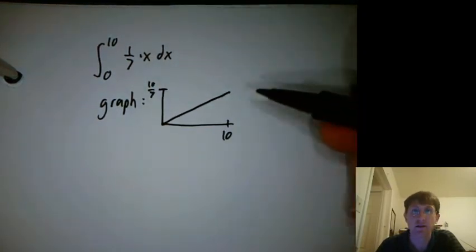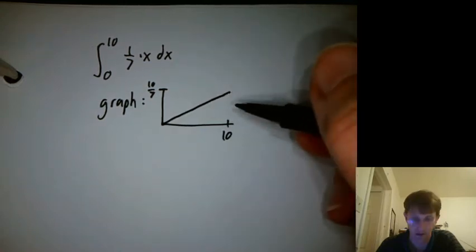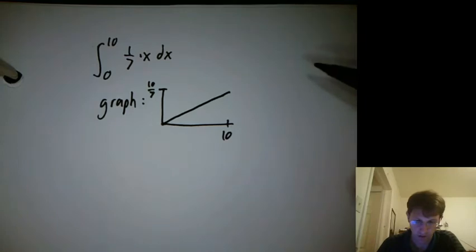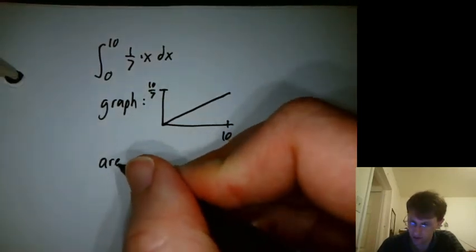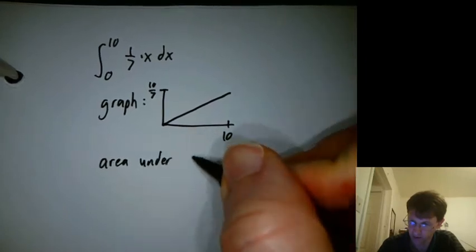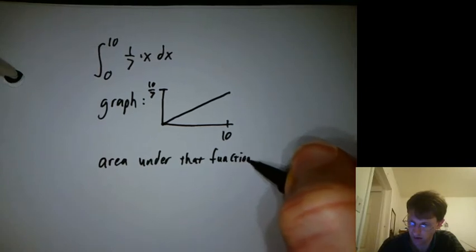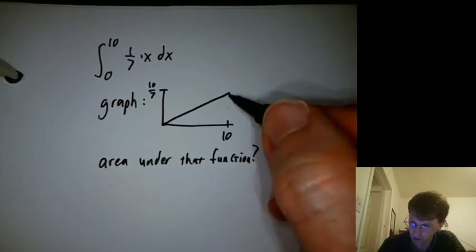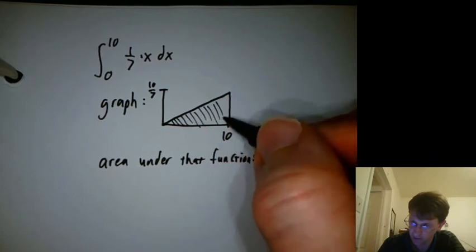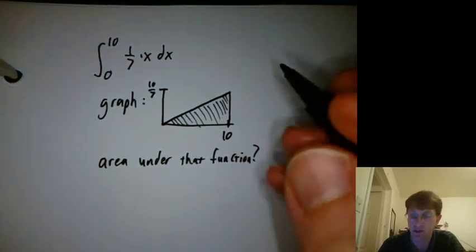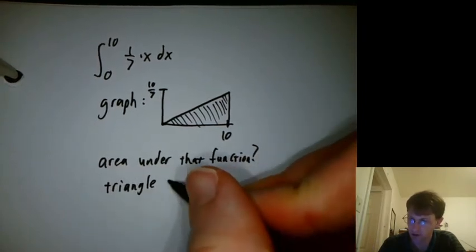And the definite integral is asking what's the area under that shape, under that function, down to the x-axis. So what can we say about the area under that function? What shape do I get if I put my stopping point there and fill in the shape? That's a triangle, right? What's the triangle area?